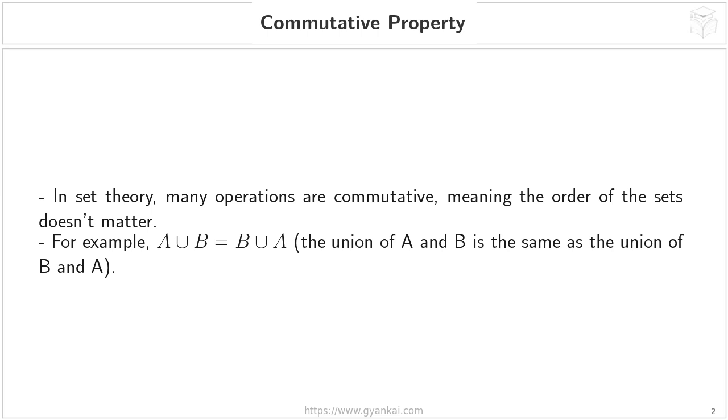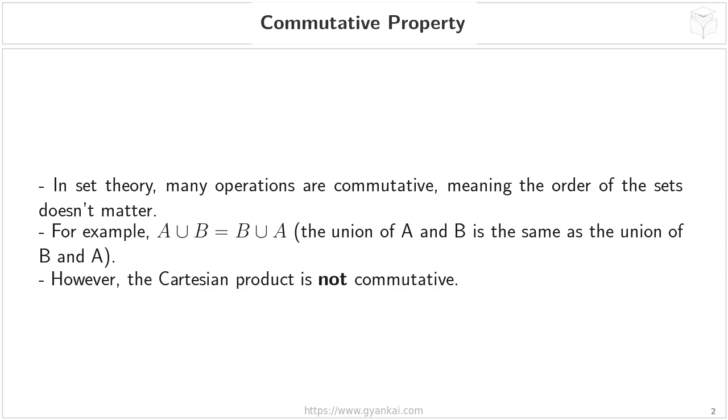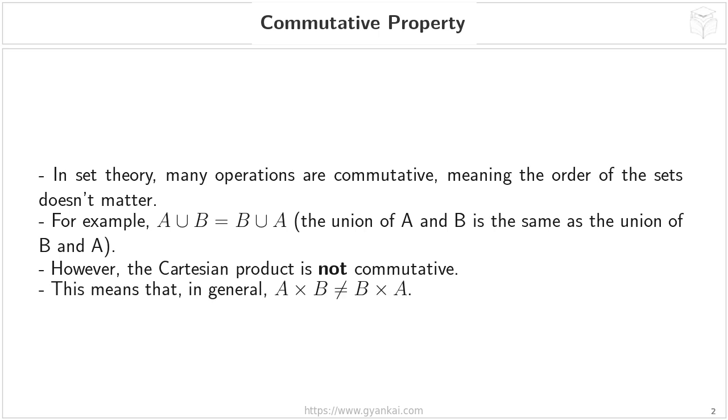What that means is, if you combine all the elements of set A with all the elements of set B, you get the same result whether you start with A and add B, or start with B and add A, it doesn't matter. However, and this is a crucial point, the Cartesian product doesn't follow this rule. The Cartesian product is not commutative. This means that, generally speaking, A cross B is not the same as B cross A. Remember, cross is how we say the Cartesian product symbol.